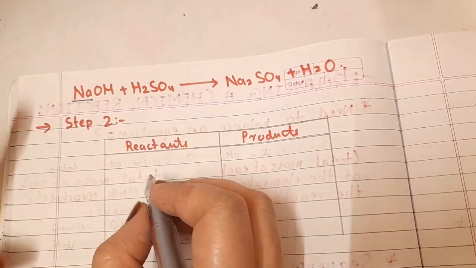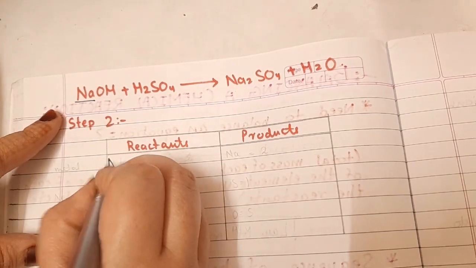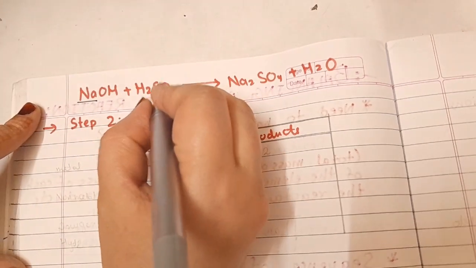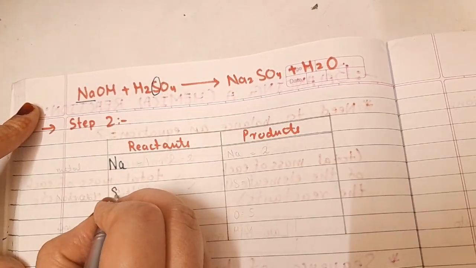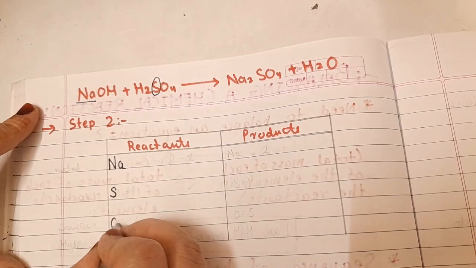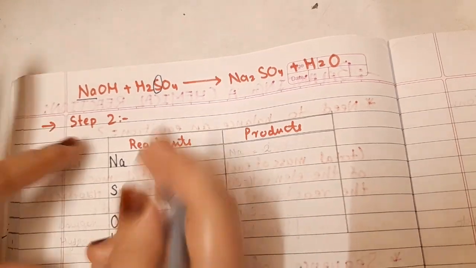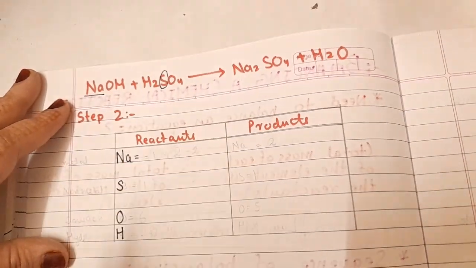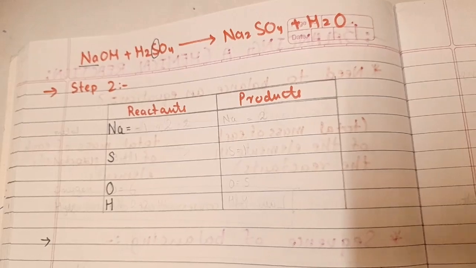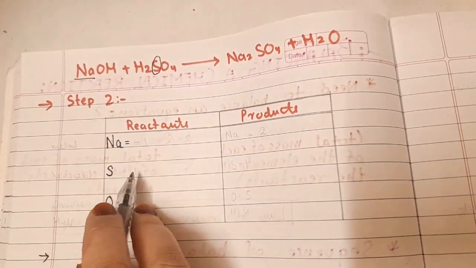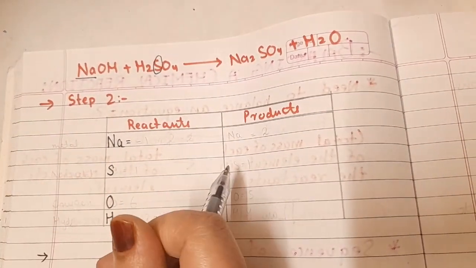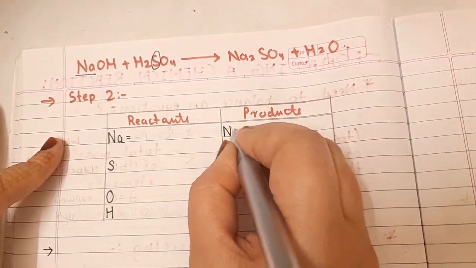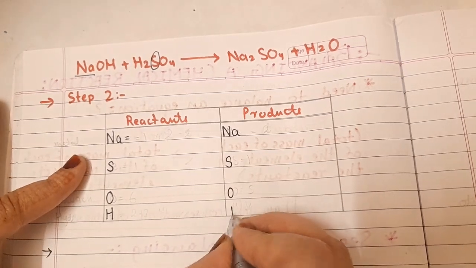First we will see the metallic element. The metallic element we have is sodium. Then we will write the non-metallic element. The non-metallic element we have is sulfur. Then we will look for the oxygen and then we will write hydrogen. This is the sequence: metallic, non-metallic, oxygen, and then hydrogen. After writing this sequence we will look for the number of elements in the reactant side. So here we will write the same sequence: first sodium, then sulfur, oxygen, and hydrogen.